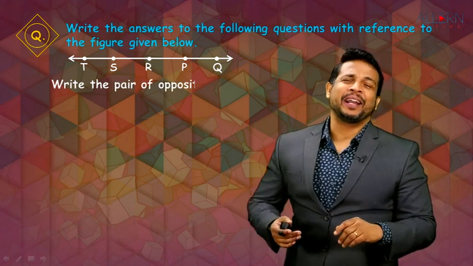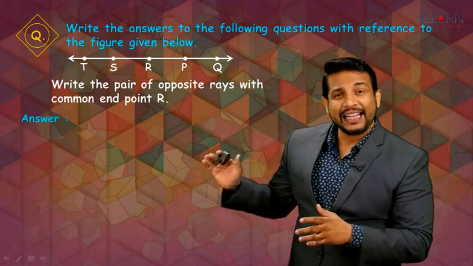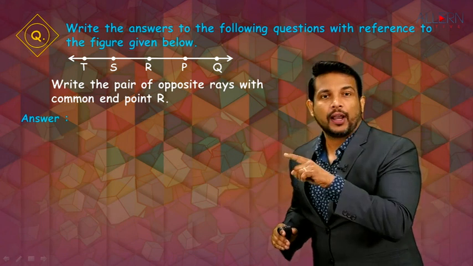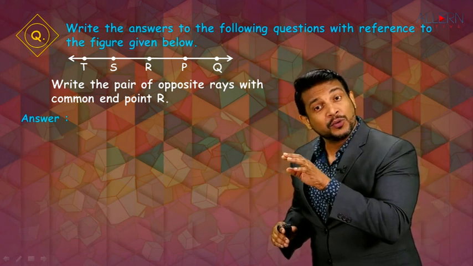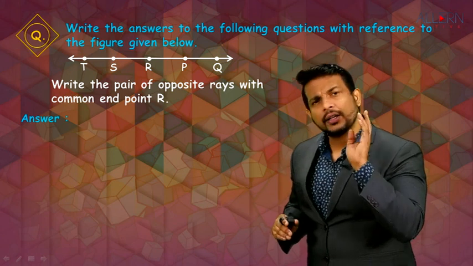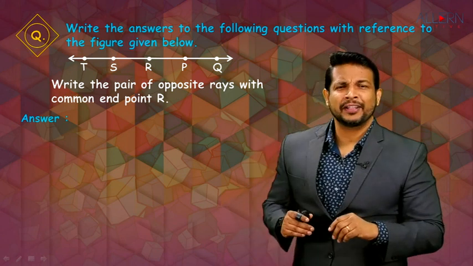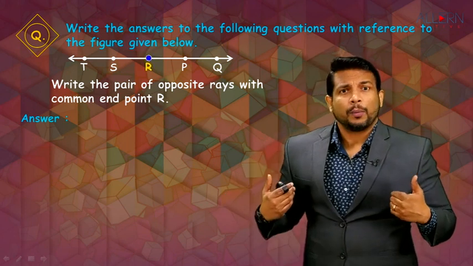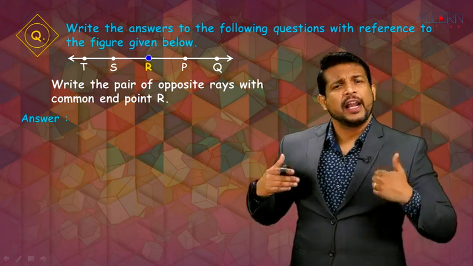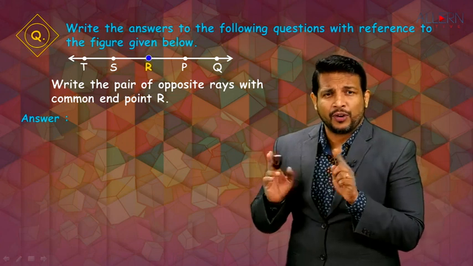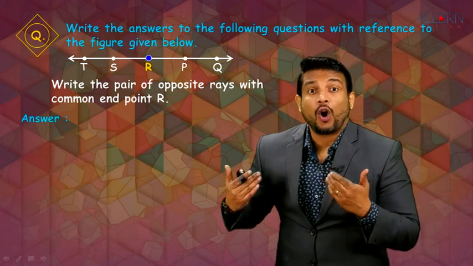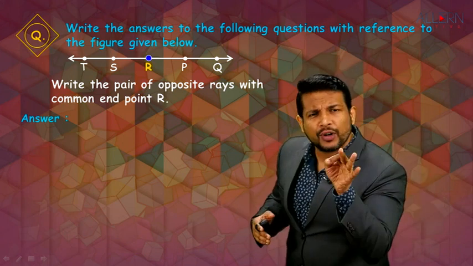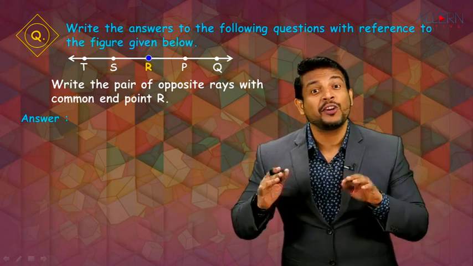Let's look at the next one. It's very interesting. It says write the pair of opposite rays with common endpoint. Again, common endpoint refers to the origin. That means we want opposite rays with a common origin R. When we talk about a common origin, it's the origin which is common to both. And we know two rays are said to be opposite if they have a common origin, lie on the same line, and are in opposite directions.